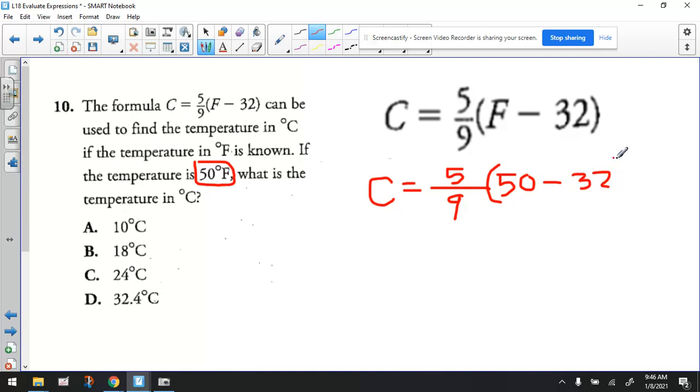All right, so the next thing you have to decide is, what are we supposed to do first if we're following order of operations, which we always do? Are we going to do the parentheses and subtract this? Or are we going to multiply the 5/9 times 50? Well, because we have a set of parentheses and we always have to do what's in the parentheses first, that's first. We have to find what 50 minus 32 is.